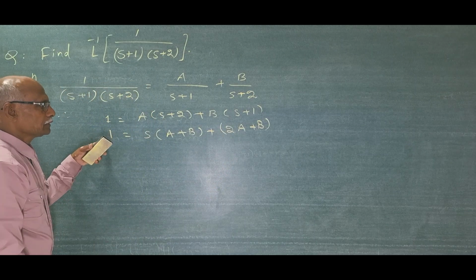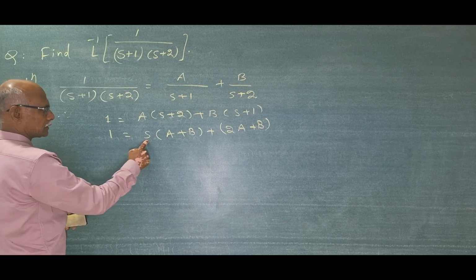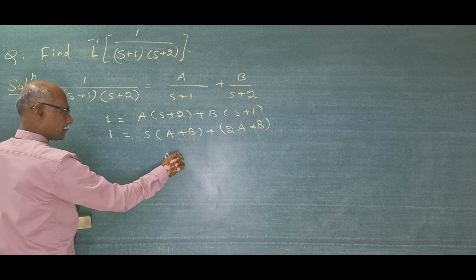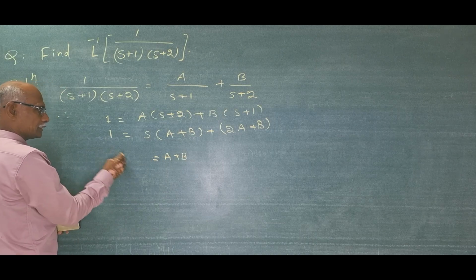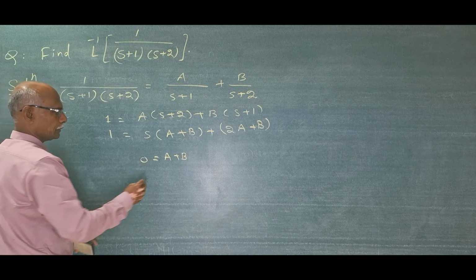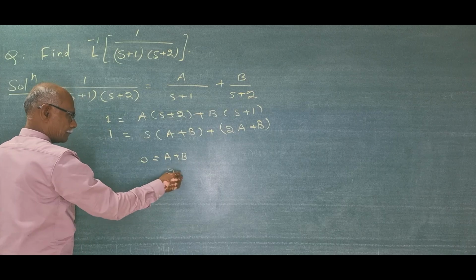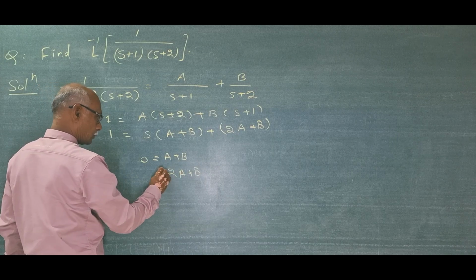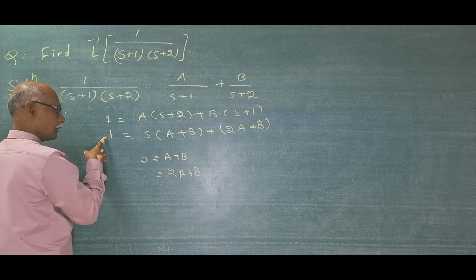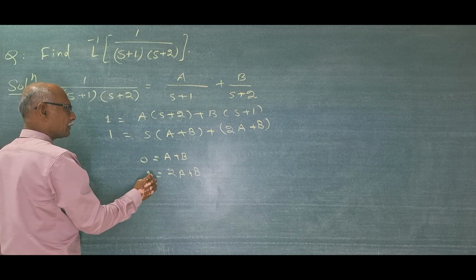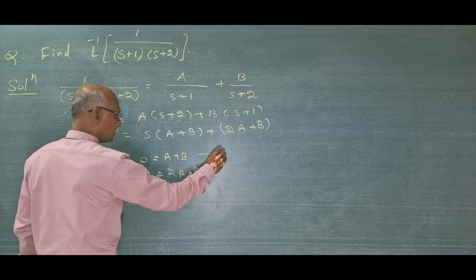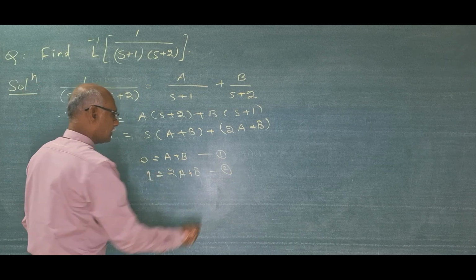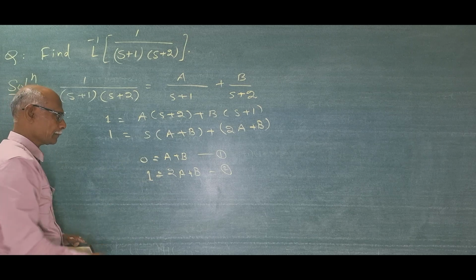Then we compare with the left hand side. So yes, the coefficient is A plus B, but here s is absent, therefore we put 0. 2A plus B is on the right hand side, which is constant, and the constant on the left hand side is 1. So we are getting two equations, first and second, and we calculate A and B.